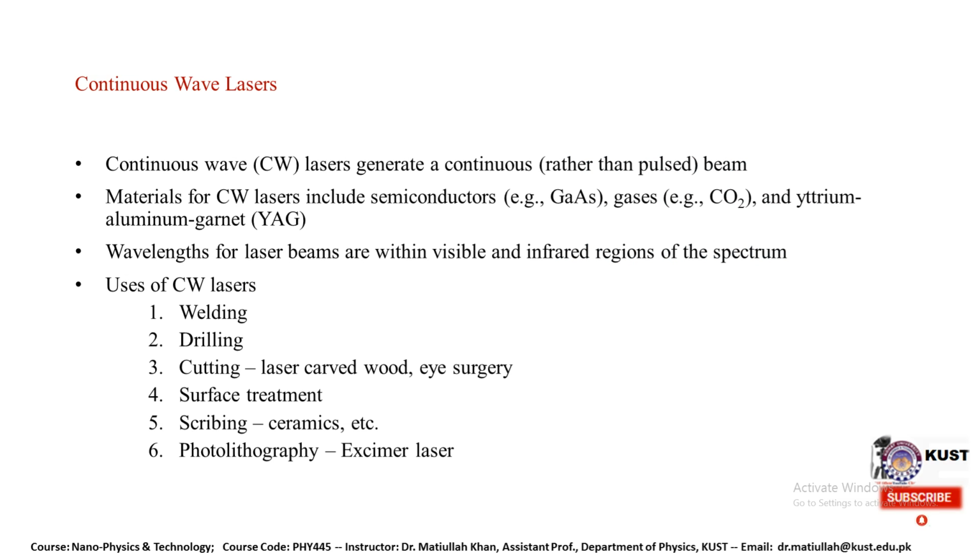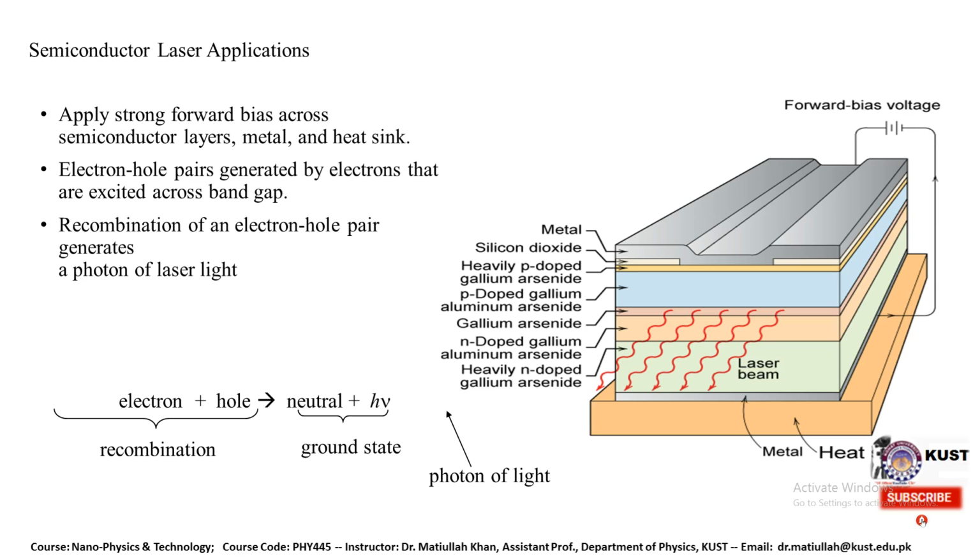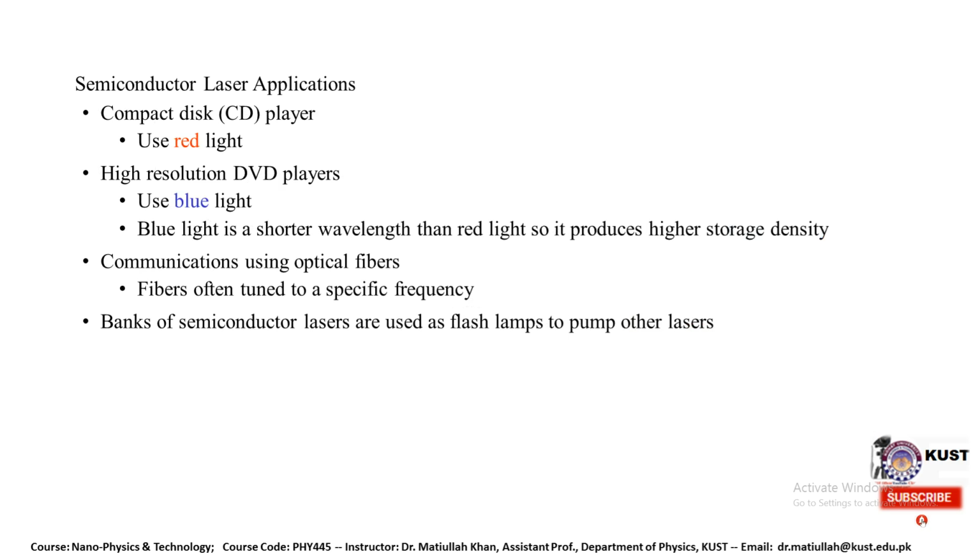Continuous wave lasers are used in welding and drilling, but those are high energy lasers. We also have semiconductor laser applications, used in different types of applications, such as applying a strong forward bias across the semiconductor layers. That also leads to the creation of laser light: electron hole pairs are generated by electrons that are excited across the band gap. The recombination of electron hole pairs generates the laser photon. So this is also a laser process.